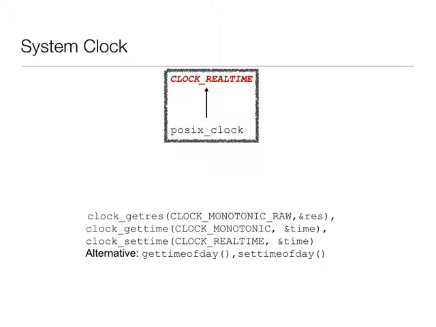Another set of API is get time of day and set time of day. And you see over here that you have not provided any sort of clock ID. So which clock do these API use? Any idea? Yeah, this one, the clock real time. Because this is the system clock provided for your Linux operating system.